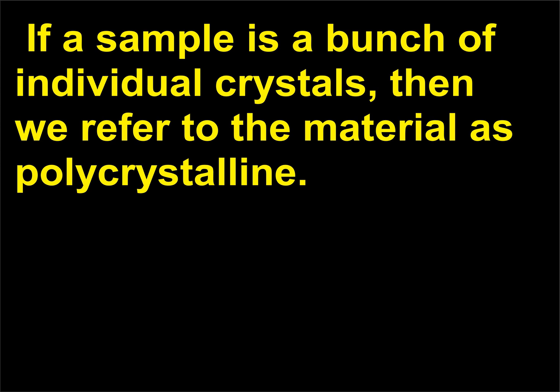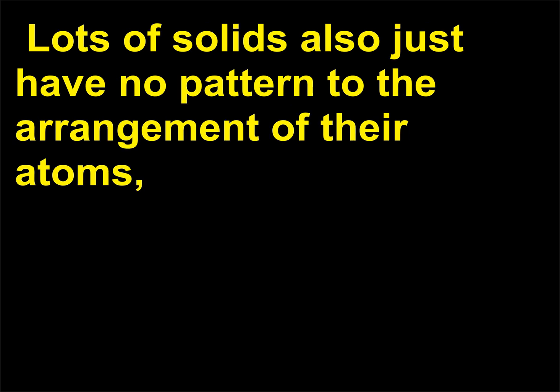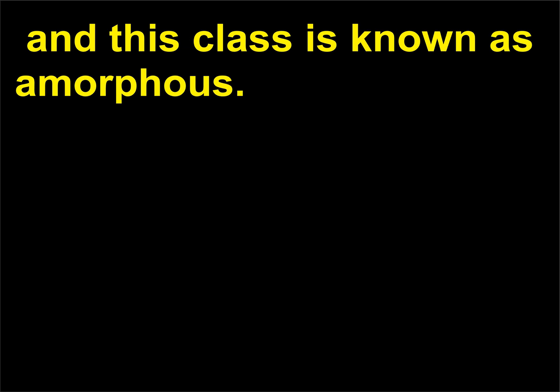If a sample is a bunch of individual crystals, then we refer to the material as polycrystalline. Lots of solids also just have no pattern to the arrangement of their atoms, and this class is known as amorphous.